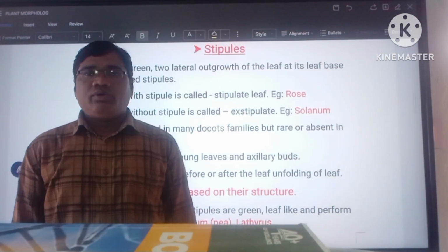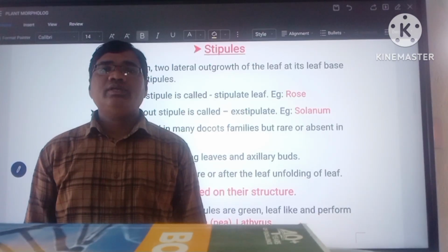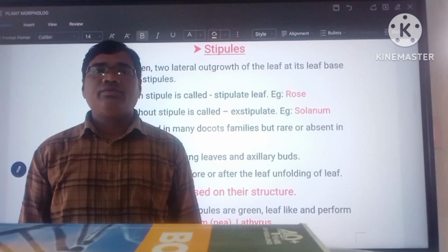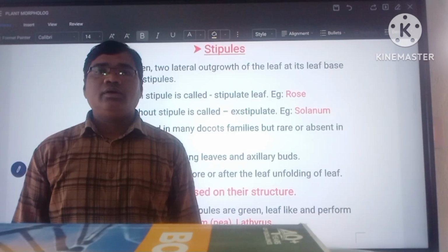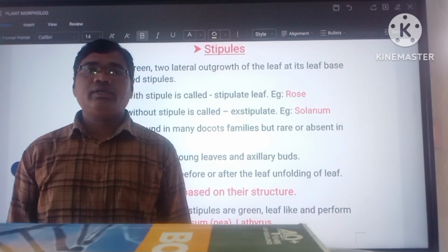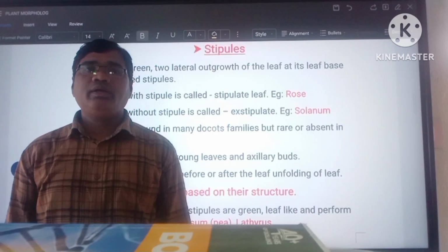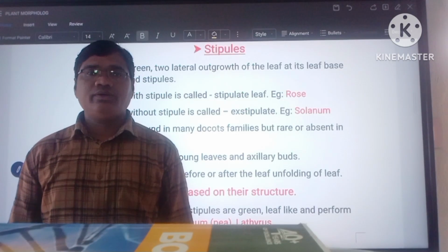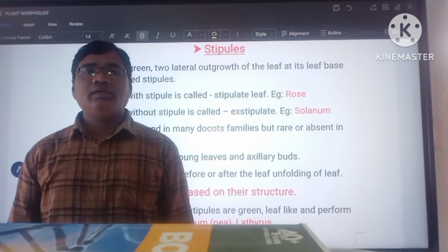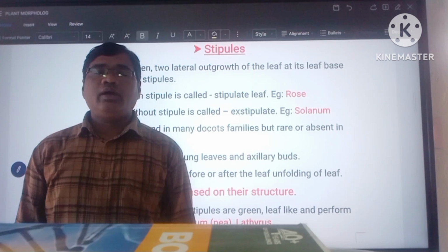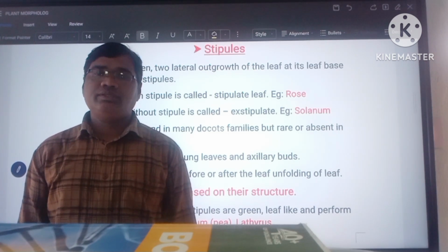In this video, I am going to explain about morphology of flowering plants. In morphology of flowering plants, we are discussing parts of the leaf. In parts of the leaf, the first part is the leaf base, the second part is stipules, the third part is petiole, and the fourth part is the leaf lamina. Now, in this video, I'm going to discuss stipules.